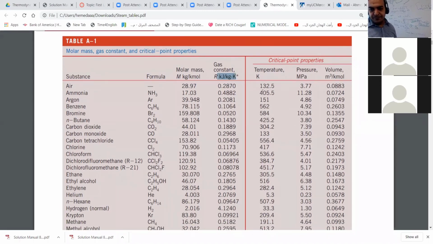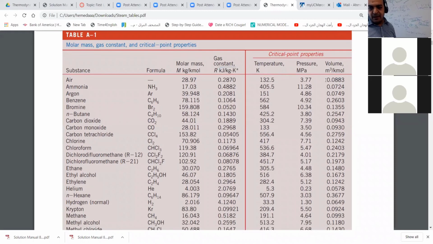Okay? It gives you the critical point: the critical temperature, critical pressure, critical specific volume. This is the data of air. The same for ammonia, NH3. The same for argon. This is alphabetic. That's why it's like this, but we are lucky air is the first.